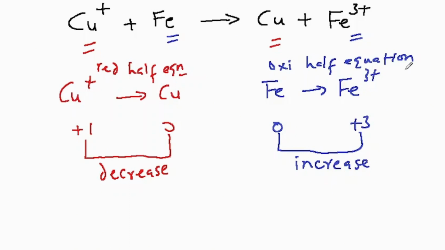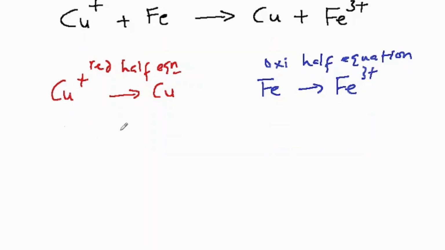Alright, so the next step is molecular balancing. We ensure that the number of chemical species on the reactant side is the same as the product side. Let us consider the reduction half equation. On the reactant side, we have 1 copper 1 ion, and on the product side, we have 1 copper atom. So that's balanced. For the oxidation half equation, we have 1 iron atom on the reactant side, and 1 iron 3 ion on the product side. That's also balanced. So molecular balancing is done and dusted.